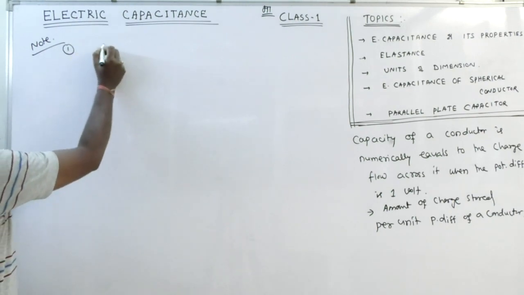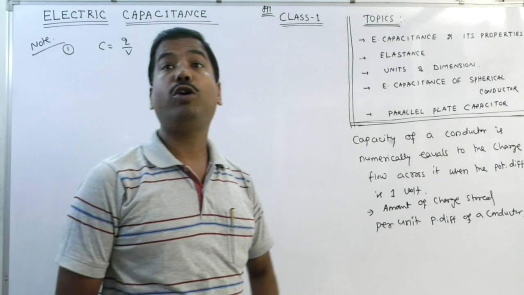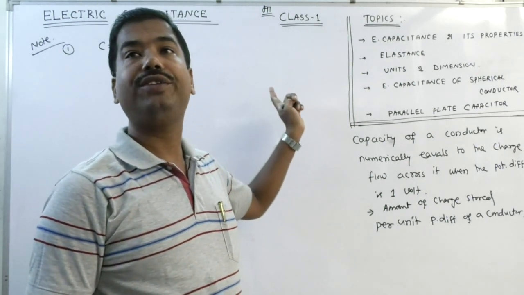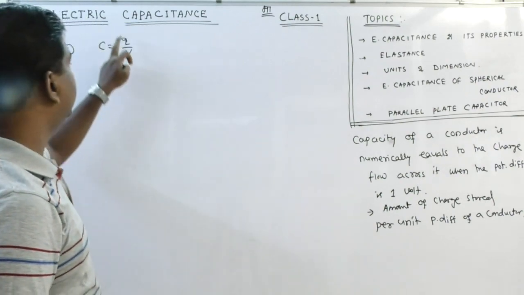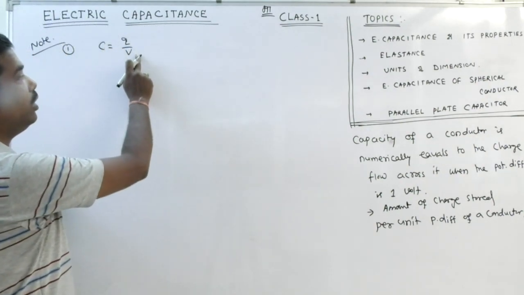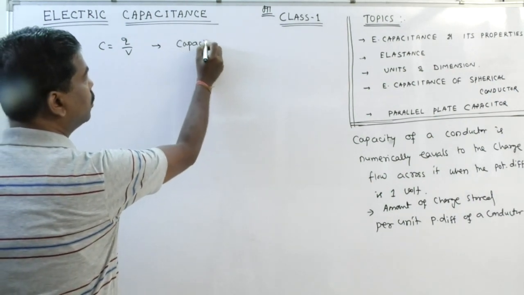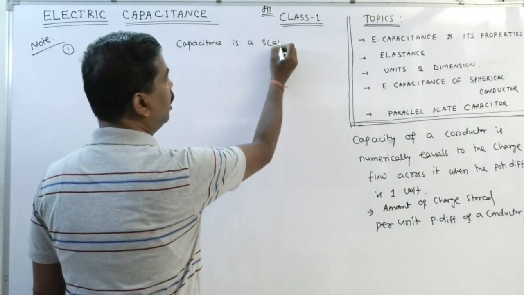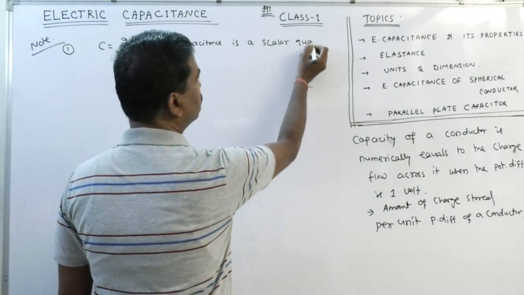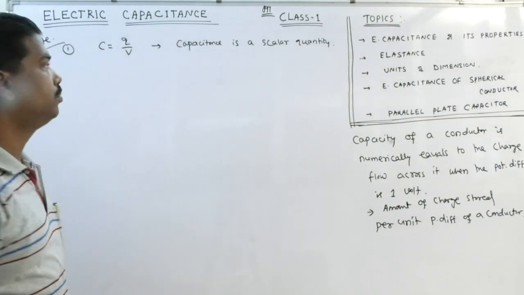Note, C is equal to Q by V. That is the amount of charge stored per unit potential difference. Potential difference, not potential. Clear? So C is equal to Q by V. Q is a scalar quantity and V is a scalar quantity. So capacitance is a scalar quantity. Clear?